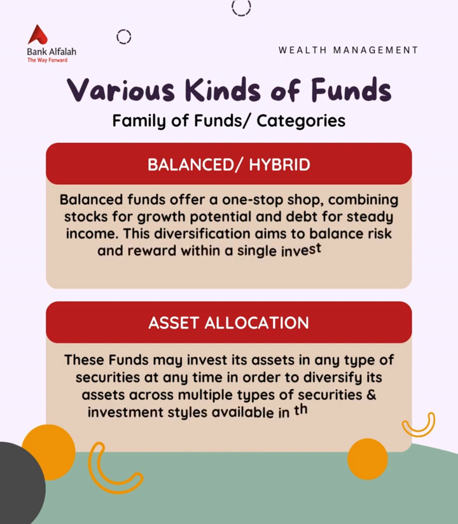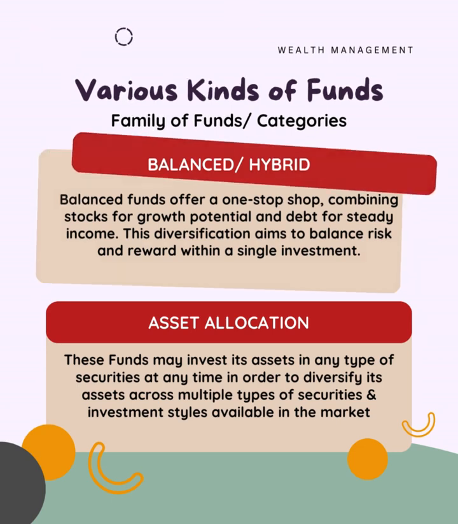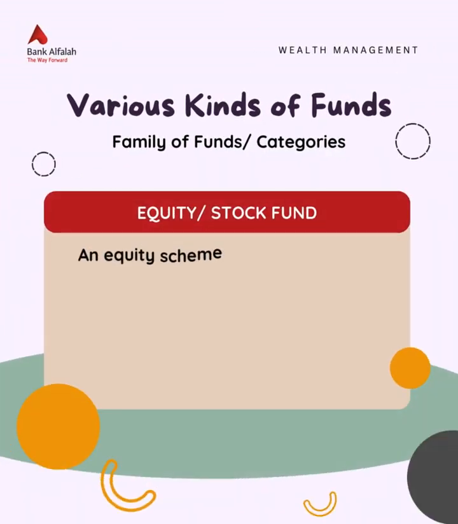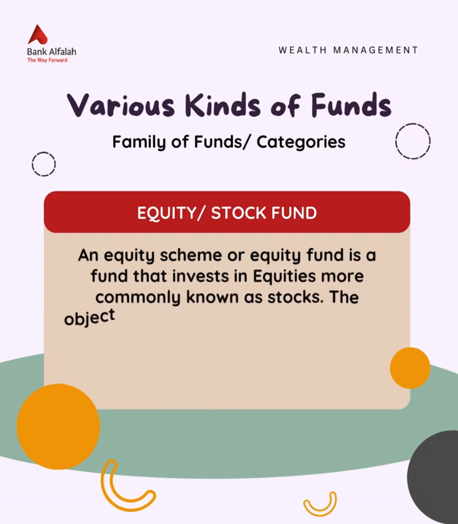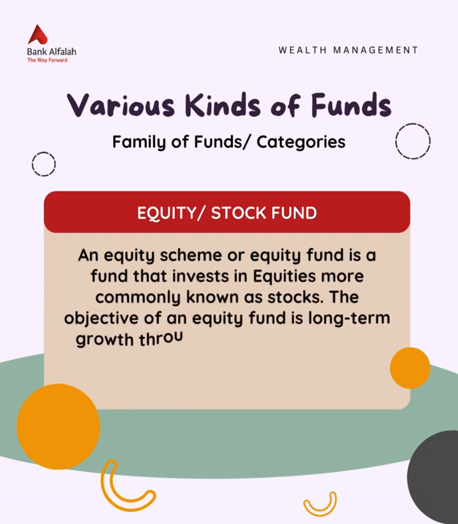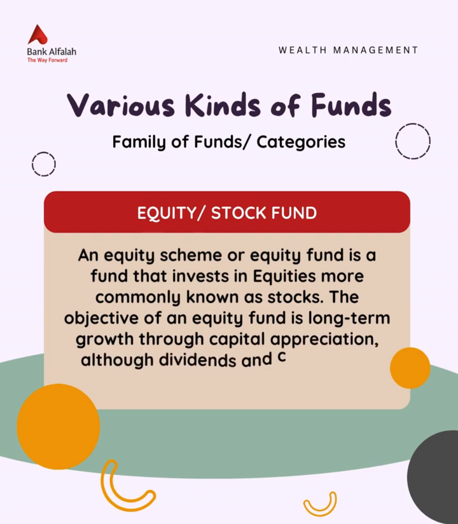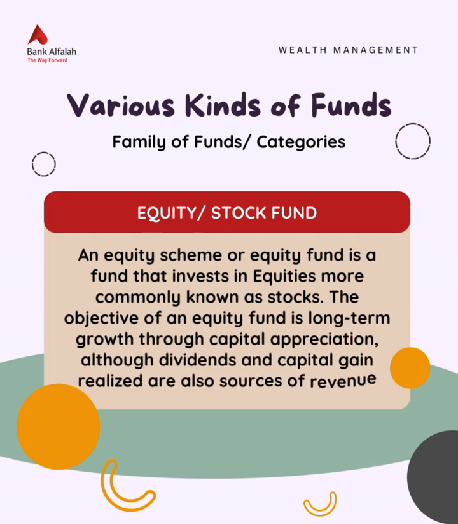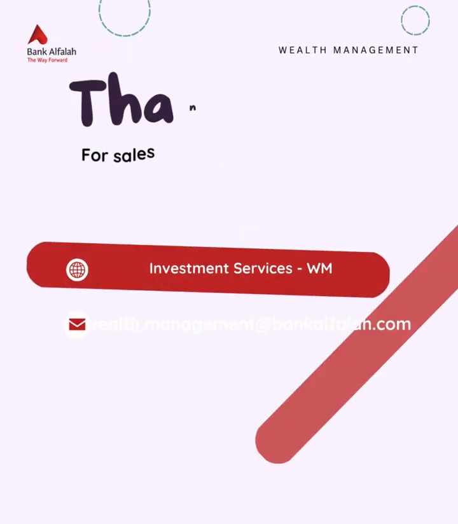Fourth one is asset allocation. These funds may invest its assets in any type of securities at any time in order to diversify its assets across multiple types of securities and investment styles available in the market. Last one is equity funds. An equity scheme or equity fund is a fund that invests in equities, more commonly known as stocks. The objective of an equity fund is long-term growth through capital appreciation, although dividends and capital gain realized are also sources of revenue. That's it for now.